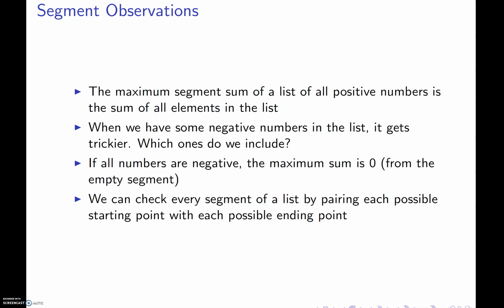Okay, segment observations. The maximum segment sum of a list of all positive numbers is the sum of all the elements in the list. Otherwise, you're going to need to consider all those sublists, okay? So this gets kind of tricky. When we have negative numbers in the list, it gets trickier. Which ones do we include? If all numbers are negative, the maximum sum is 0 from the empty segment, okay? So if we can check every segment of a list by pairing each possible starting point with each possible ending point, then that might be the best way to go about it.